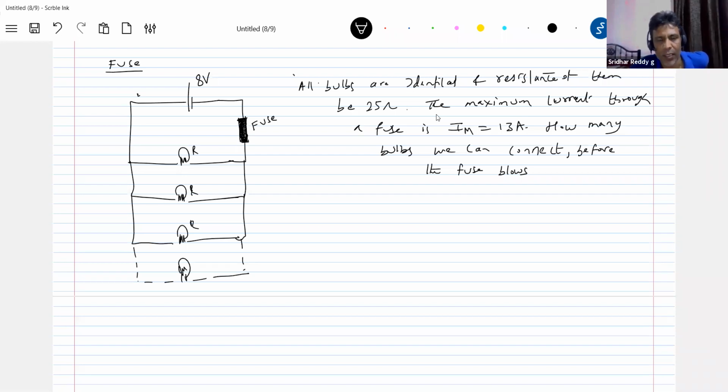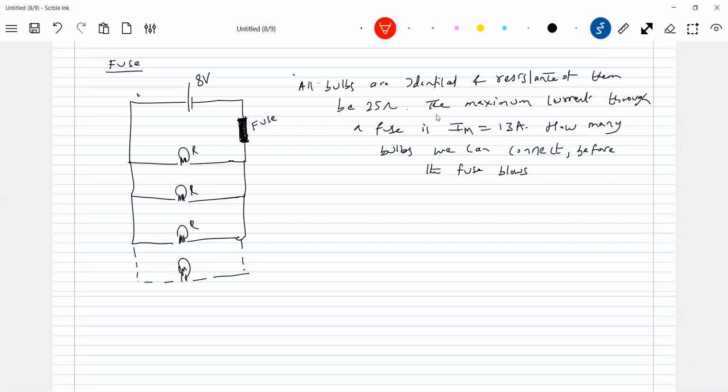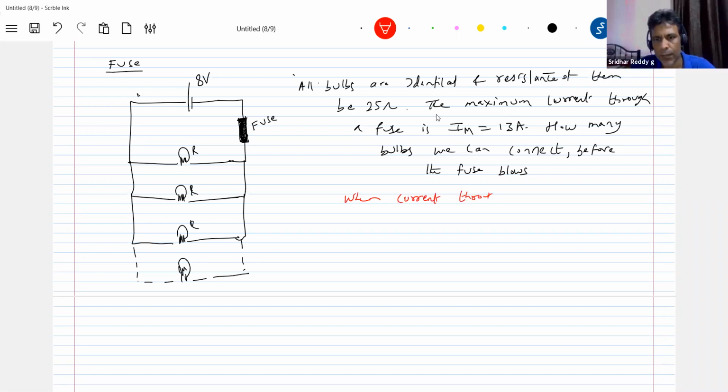Now, what is the fuse? A wire. If the current through a fuse is more than the maximum permitted current, the fuse will burn out. Burn out means it will become an open circuit. So I'll put a condition: when the current through a fuse is greater than IM, the fuse will burn and become an open circuit.